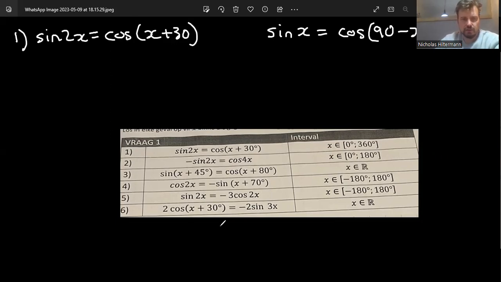So if you put sine 30 on your calculator, that's going to be the same as cos 60, because 90 minus 30 is 60, and those are both a half. You put cos 60 in your calculator, it's a half.